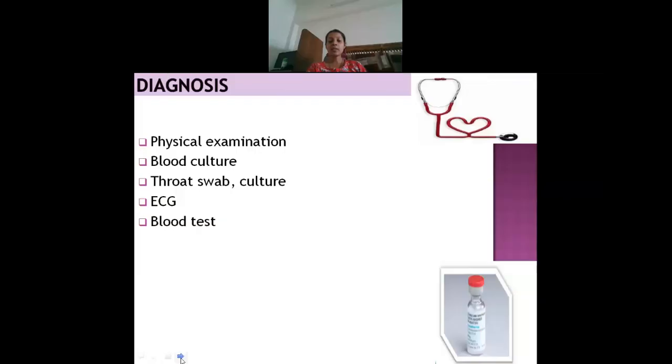Diagnosis. Now, most of the time we can diagnose it by just performing physical examination and blood investigations, especially blood culture, which can detect the microorganism present. A throat swab or throat culture can be sent. Then ECG can be used to detect if there is any heart damage. You can also perform RFT to see if there is any kidney damage.